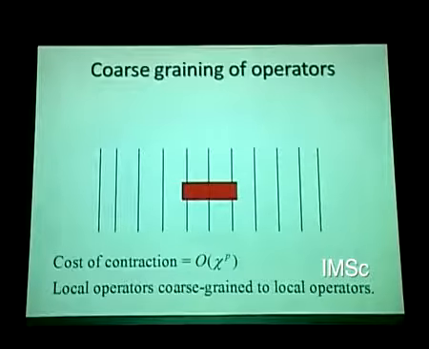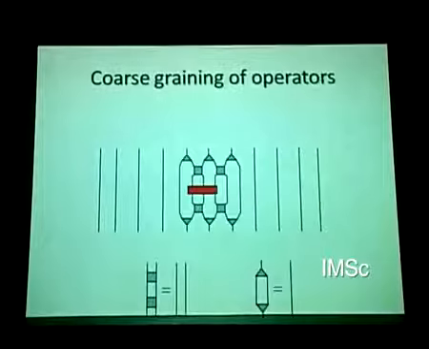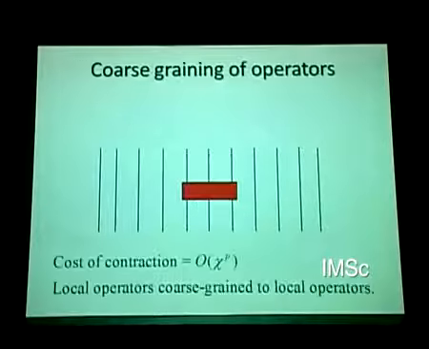Let me also mention that in order to coarse-grain our operator, we just had to make this one contraction, and all the other contractions we didn't have to actually make. We got them for free. The cost of doing this contraction is, once again, just some power of chi. The power itself is not important. The point is that it's independent of the size of the system, so it's some constant cost. I just want to mention that as an aside right now.